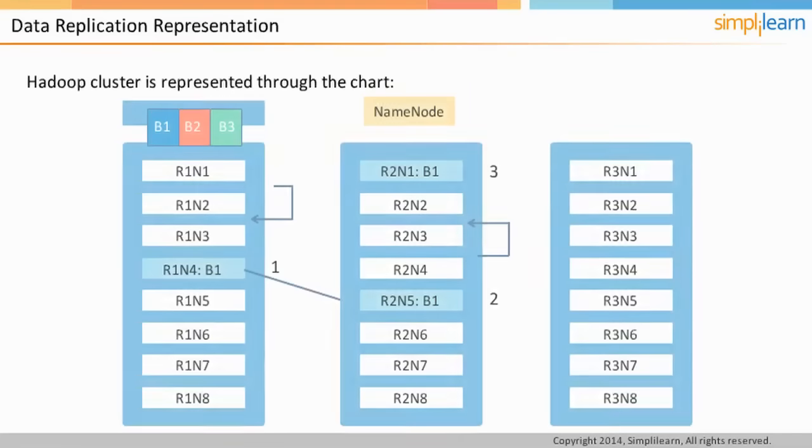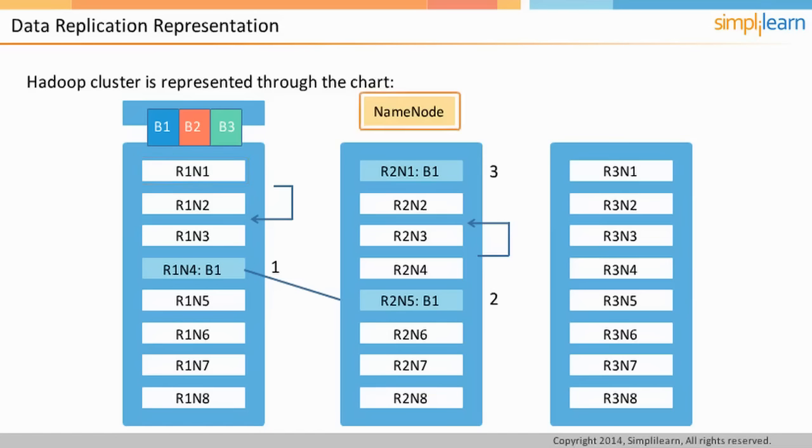On this chart, we see a Hadoop cluster with 3 racks represented by the dark blue pillars. Each rack contains multiple nodes represented by rectangular boxes within each rack. For example, on the far left, you'll see a box labeled R1N1, which represents node 1 on rack 1. For simplicity, each rack shown here has 8 nodes. At the top, you see the name node shown in yellow.